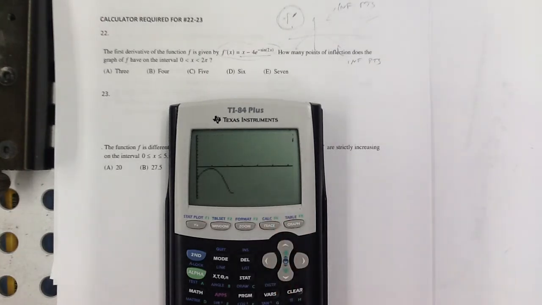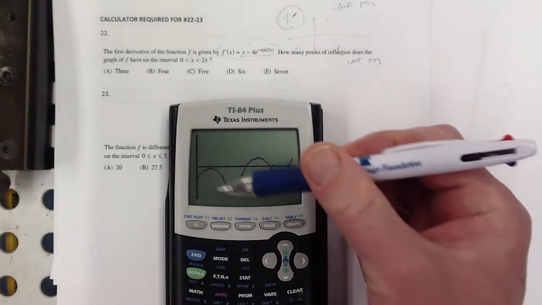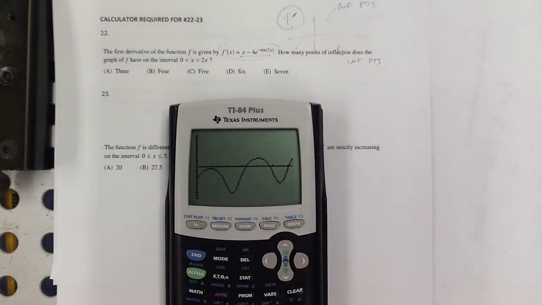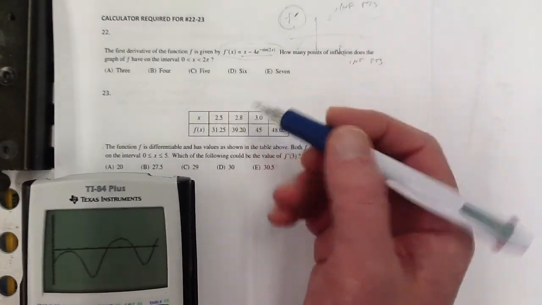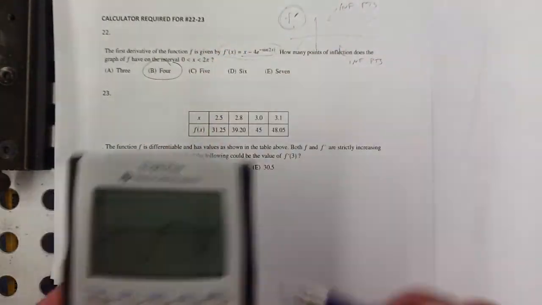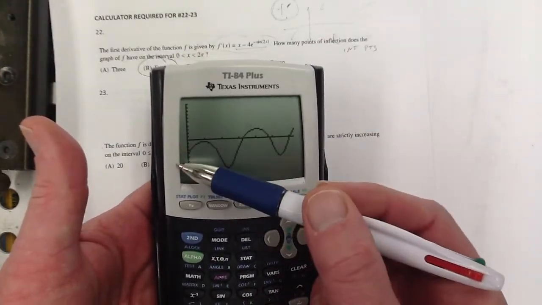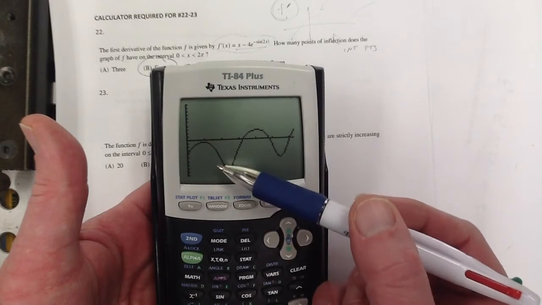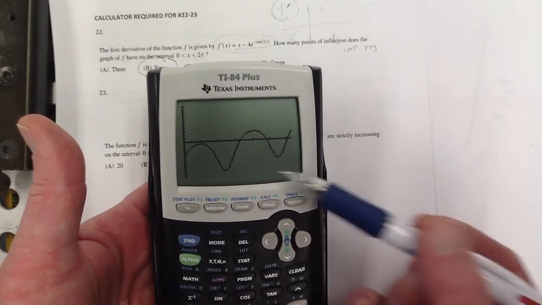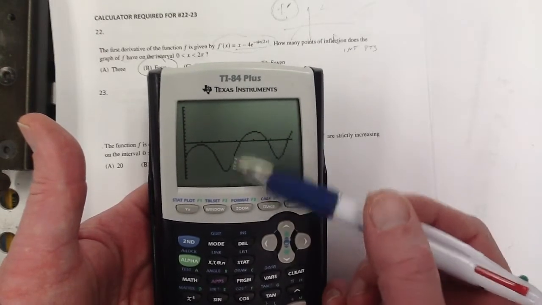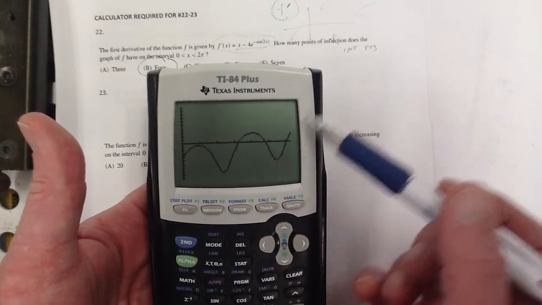There's 1, 2, 3, 4. So 1, 2, 3, 4 maximums and minimums. It's kind of a nice looking graph, isn't it? Like that. 1, 2, 3, 4. Those are the places where the second derivative changes from positive to negative, or vice versa. So positive to negative, negative to positive, positive to negative, negative to positive.